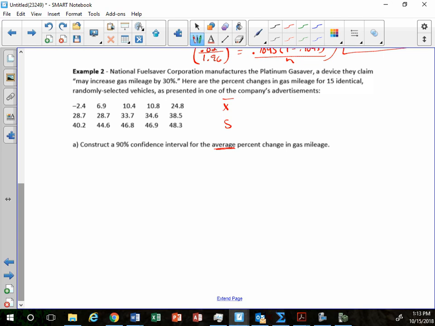Do we know X bar or S? Do we have data points so that we could find those? Yes. What do I have to do with those values? Yeah, stat, edit, 1-Var Stats, okay? And this is just a sample, so we don't have sigma. We don't know the standard deviation of the population. We don't know mean. We don't know sigma. We can find X bar. We can find S. And we know our sample size is 15. So I'll give you a little time here. Start plugging that in.